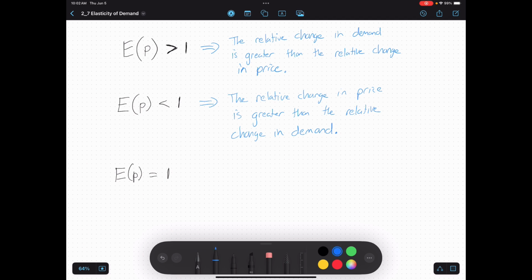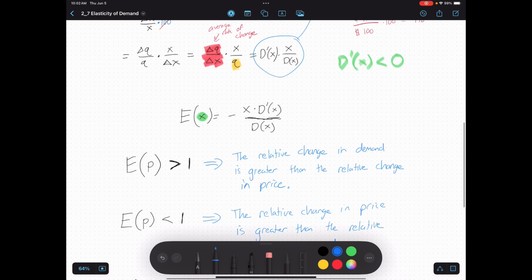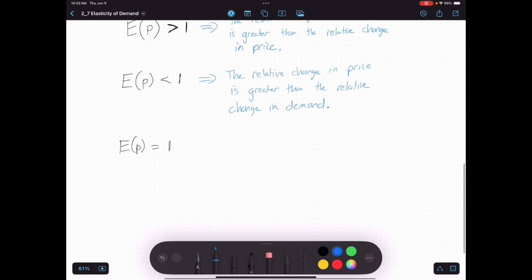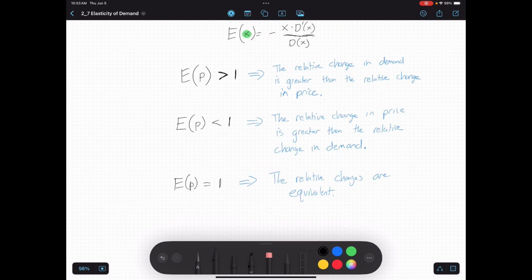We'll never get an elasticity of a negative value because, remember, we include the negative with the formula so that my value always ends up being positive. But if your elasticity is equal to 1, that means that the relative changes are equivalent, right? Because your numerator is equal to your denominator, giving you a value of 1. This first scenario we consider elastic, where your elasticity is greater than 1. If it's less than 1, we consider that inelastic. And if it's equal to 1, we call this unit elasticity.